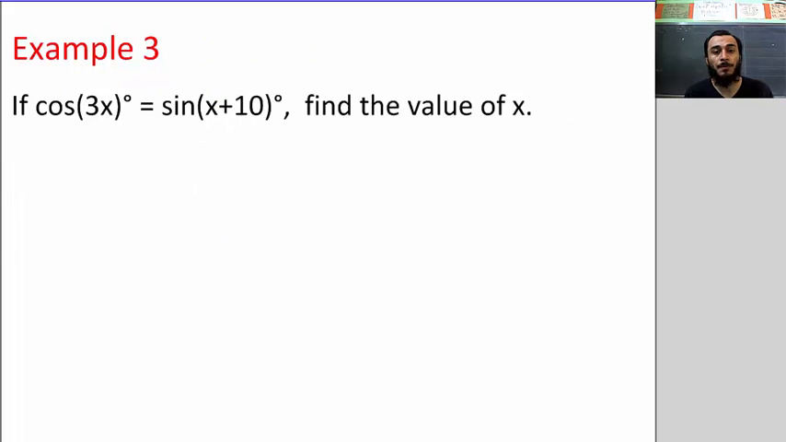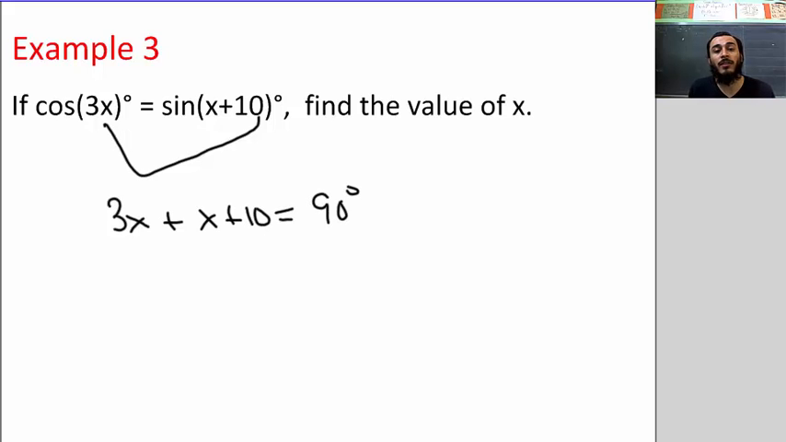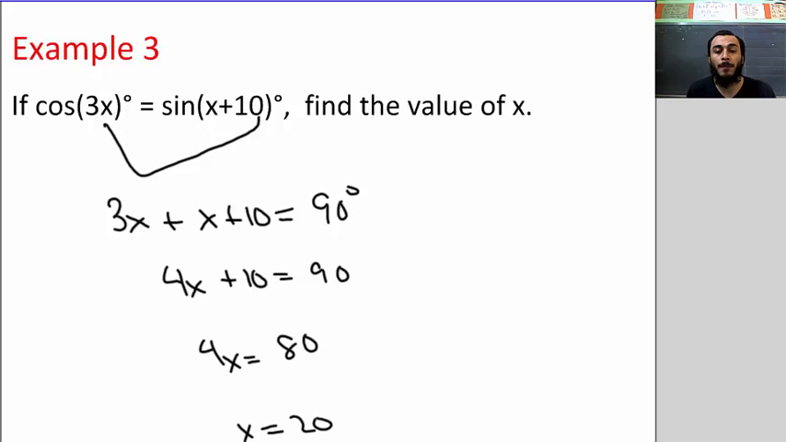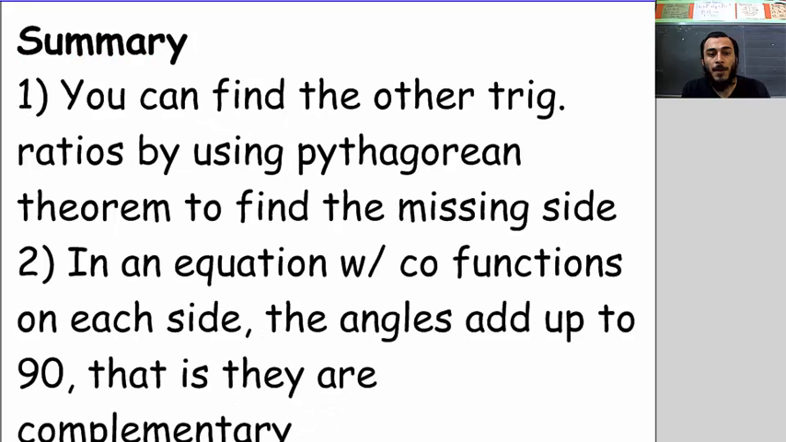Let's try one more example. If the cosine of 3x equals the sine of x plus 10, find the value of x. So what have we said? We've said that these two are supposed to add up to 90. So we could write 3x plus x plus 10 equals 90 degrees, and then we can solve this equation. We get 4x plus 10 equals 90. We'll get 4x equals 80, and we'll get x equals 20. That's the final answer.